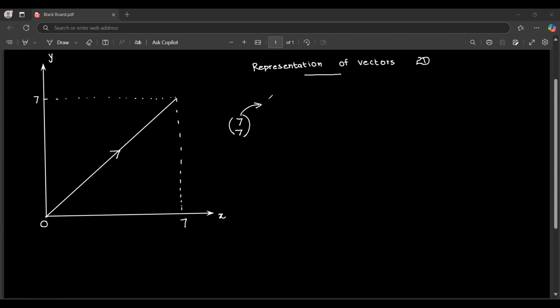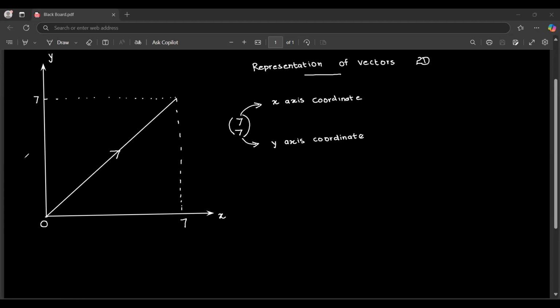The first digit in the column represents the x-axis value, the x-axis coordinate, and the second one is the y-axis coordinate. This is how we normally represent vectors in a 2-dimensional plane.